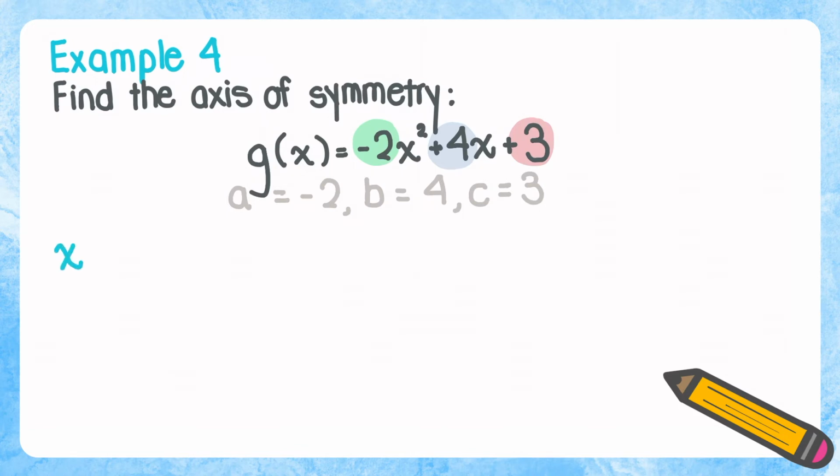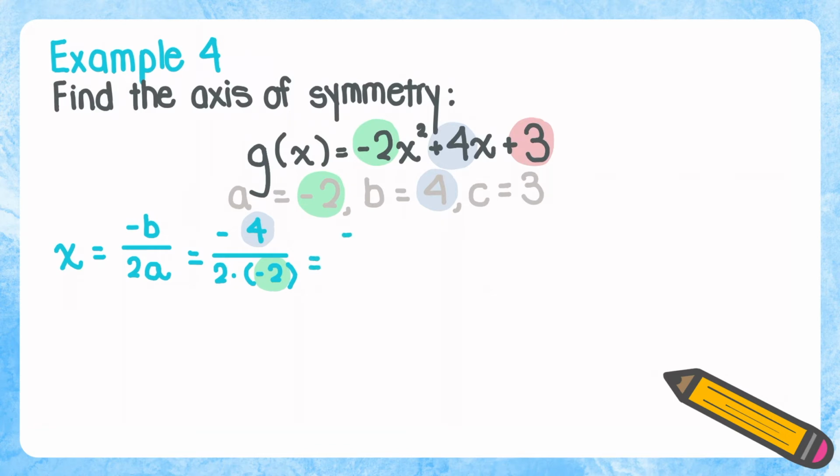The formula for AOS is x equals negative b over 2a. So instead I'll have negative 4 over 2 times negative 2. So we replace b with 4 and we replace a with negative 2. Be careful with that negative.